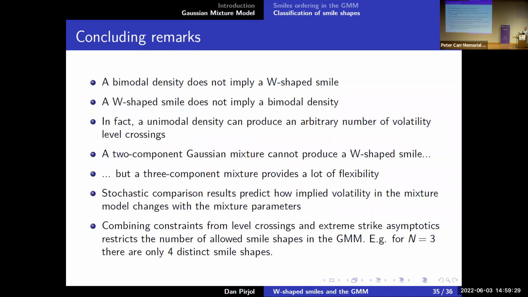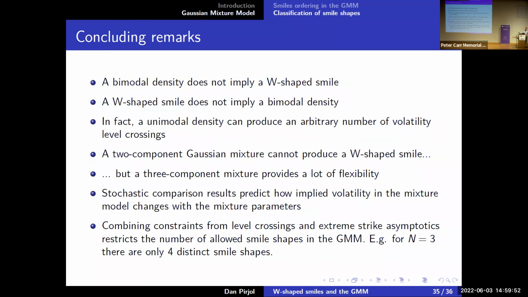All right, so these are the conclusions. I'll not go again through them, except to say that a bimodal density does not imply a W-shaped smile, and also vice versa. And in fact, modality is a poor indicator for the shape of the smile.